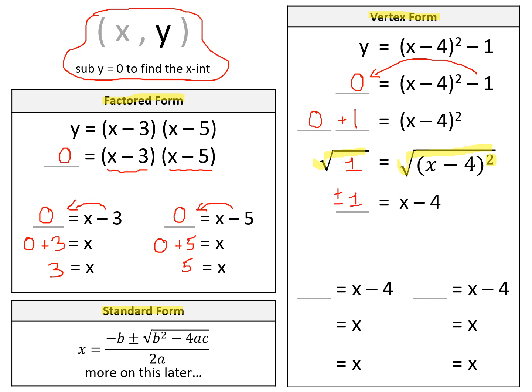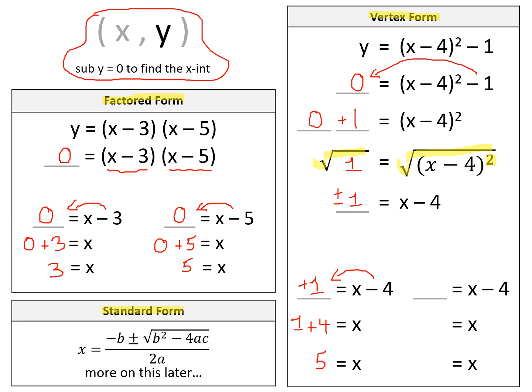So that means if it is positive 1, then you would solve this one-step equation. We're going to bring this minus 4 to the other side, and that becomes positive 4. 1 plus 4 equals positive 5. 5 is one of the x-intercepts.